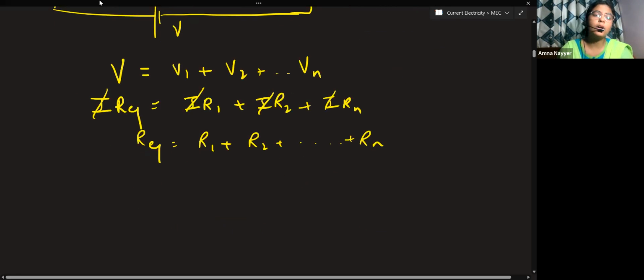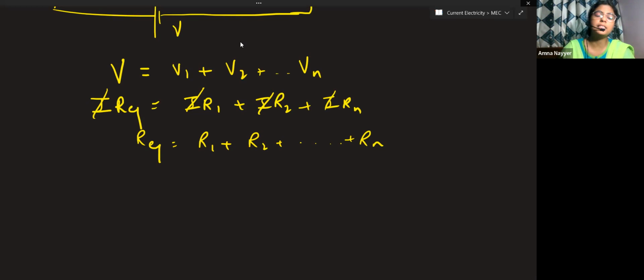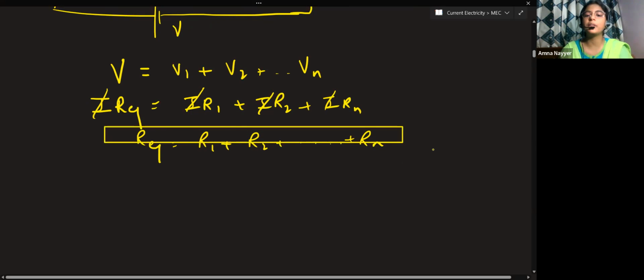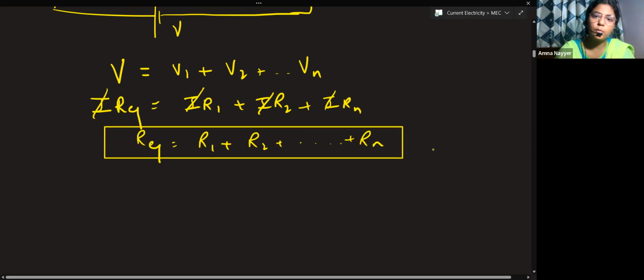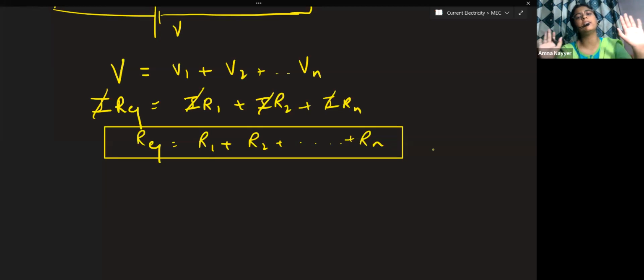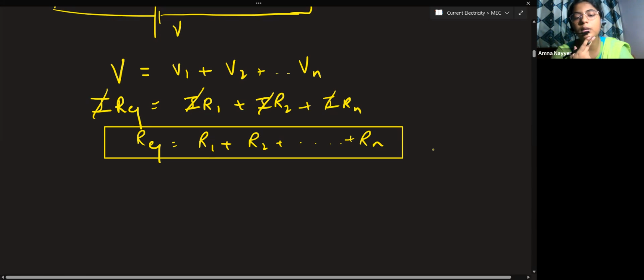Just recalling, in case of capacitors, the series combination was 1 by C equivalent equal to 1 by C1 plus 1 by C2 plus 1 by C3 up till 1 by Cn. In case of resistors in series, the net equivalent resistance is the sum of all the resistances directly, without taking the reciprocal of it.